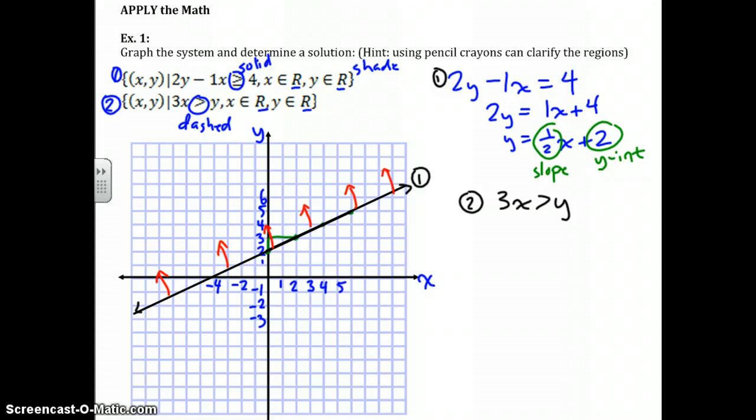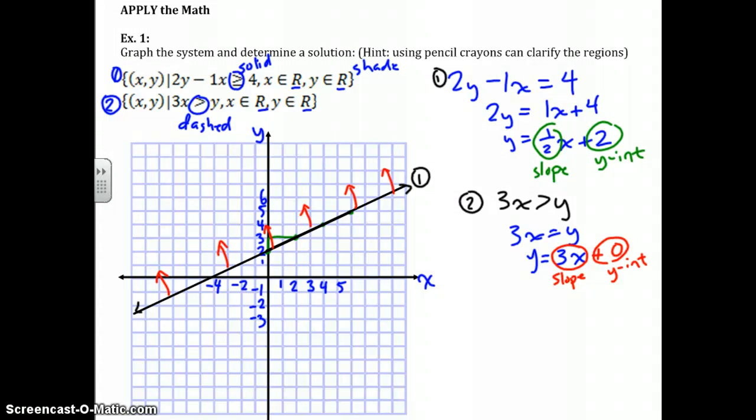Okay, looking at this one here, we want to graph the line of 3x equals y. Rearranging that, that's actually y equals 3x. Looks more like the way we like to graph it. This looks a little bit funny, but recognize this is actually just a plus 0 here. So we have a y-intercept of 0, and we have a slope, which is the 3. So we have a slope of 3 and a y-intercept of 0.